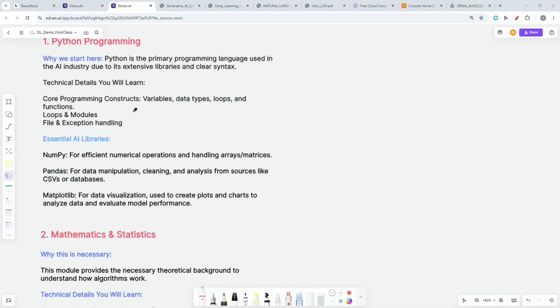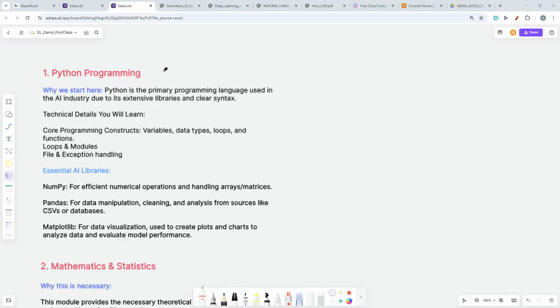Okay, so the first step that you have to go through is start learning Python. Why? Because generative AI models are built using Python code. From loading libraries to deploying generative AI apps, Python is essential for every step. So you can have a look at this.